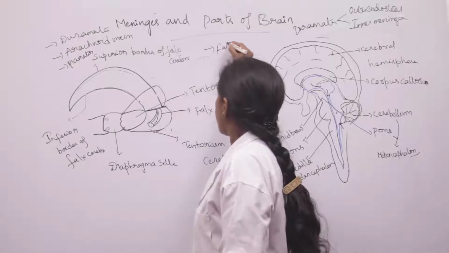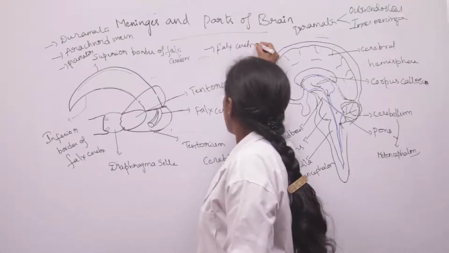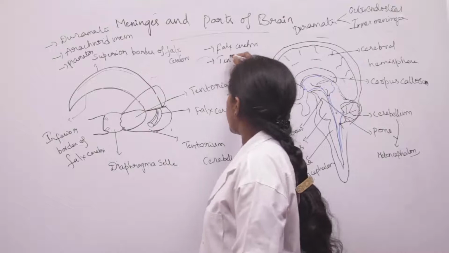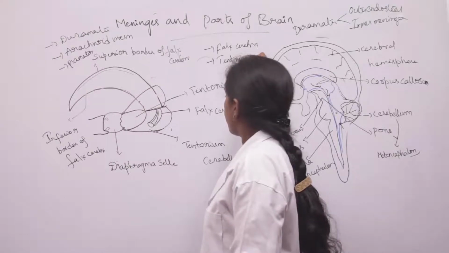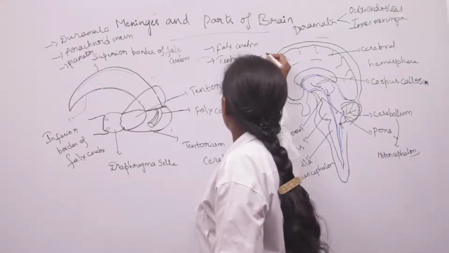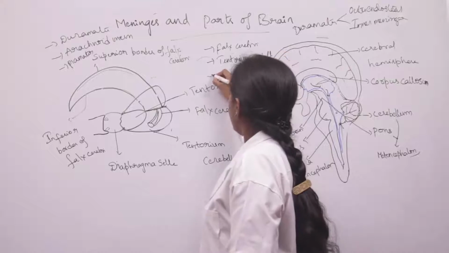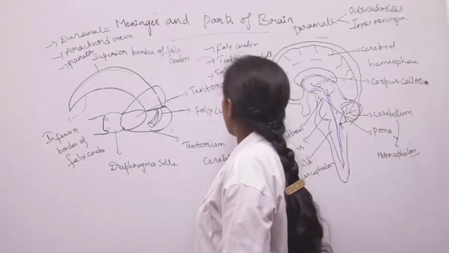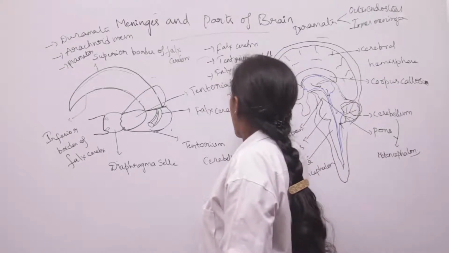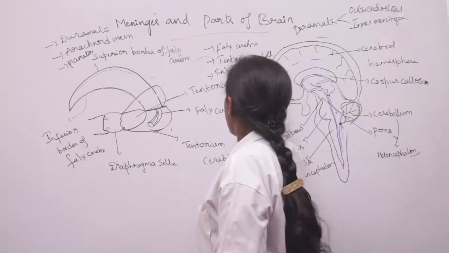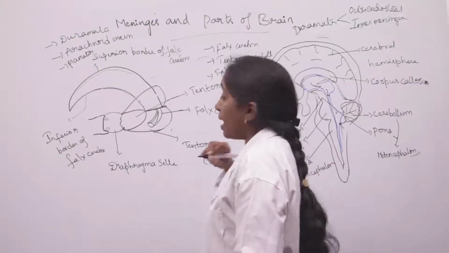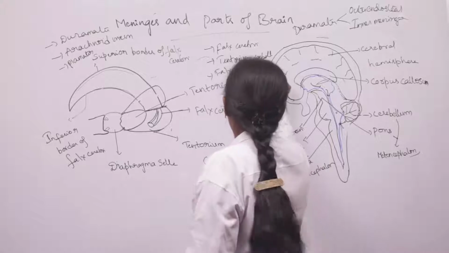Okay, the dural folds are four in number. One is falx cerebri, the next one is tentorium cerebelli, the third one is falx cerebelli, and the fourth one is diaphragma sellae.